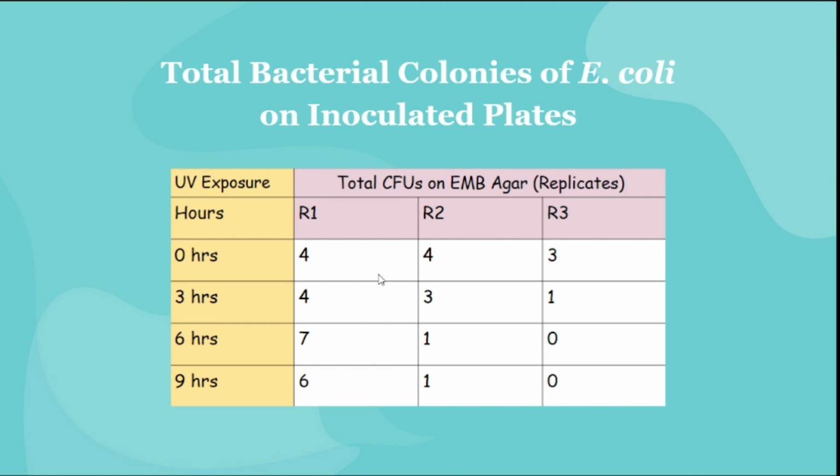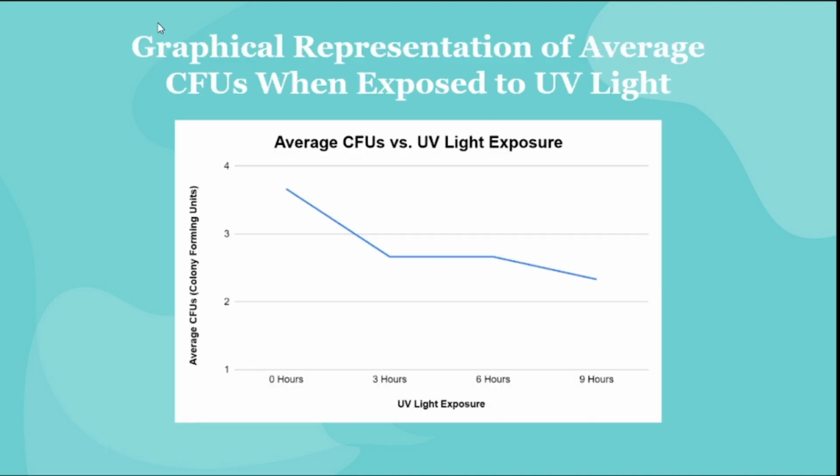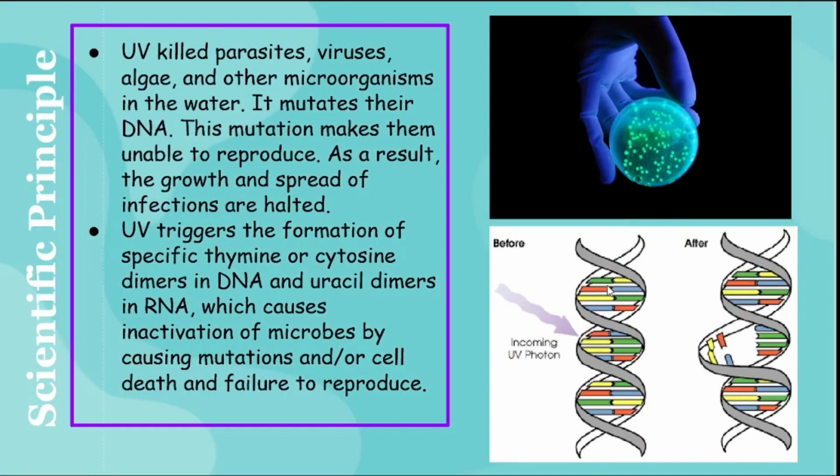As you can see, the less time they were exposed to the UV, the more coliform units. The more time, the less. For people who need a graphical representation or visual element, here is a graph. You can see the negative correlation. The more time they were exposed, the less colony-forming units of E. coli.